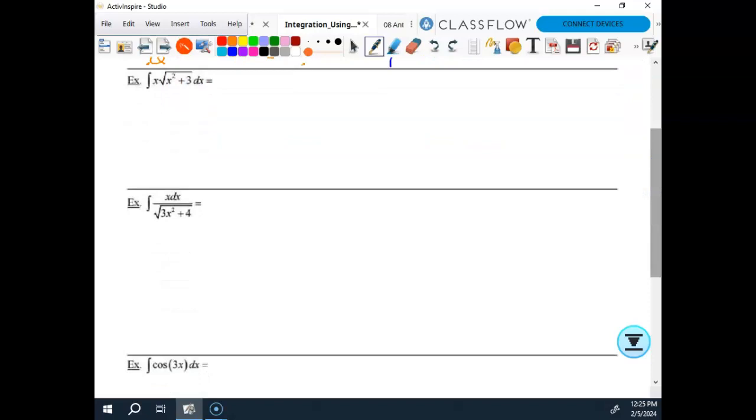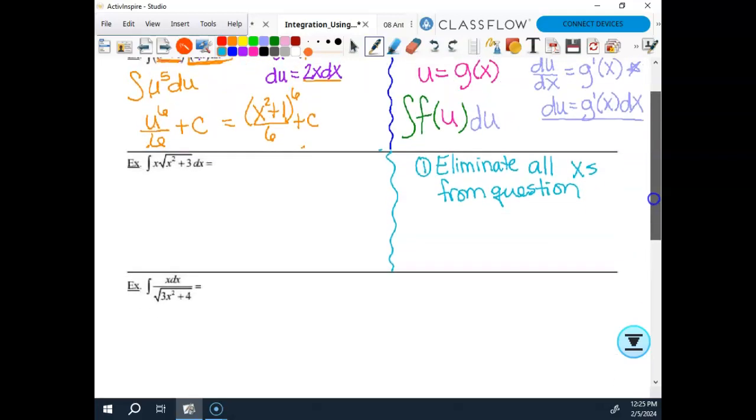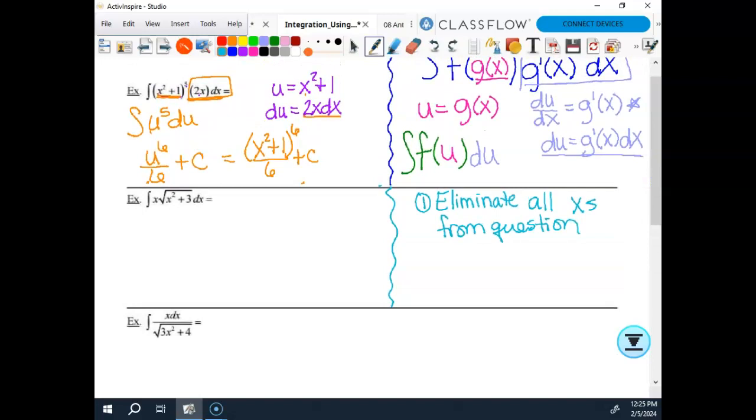Okay, so let me give you a couple of pointers here that we're going to write over here because we don't need all this room. Here's what we want to make sure we do. We want to make sure that we eliminate all x's from the question. Meaning that when I substituted in and things became orange over there, if I still had an x there somehow, that's a bad thing. Okay, so I got to eliminate all the x's.